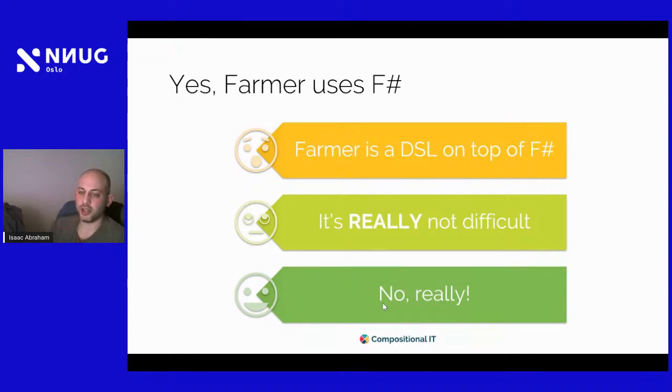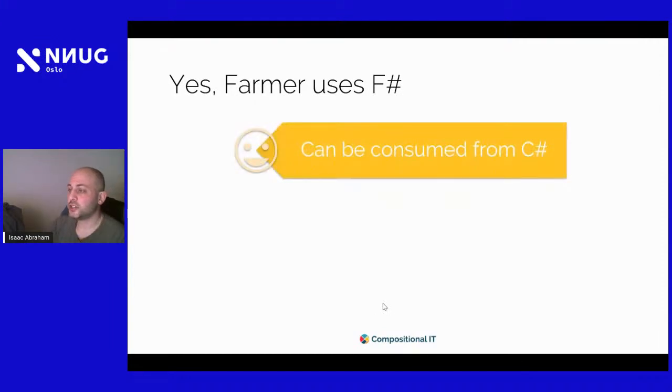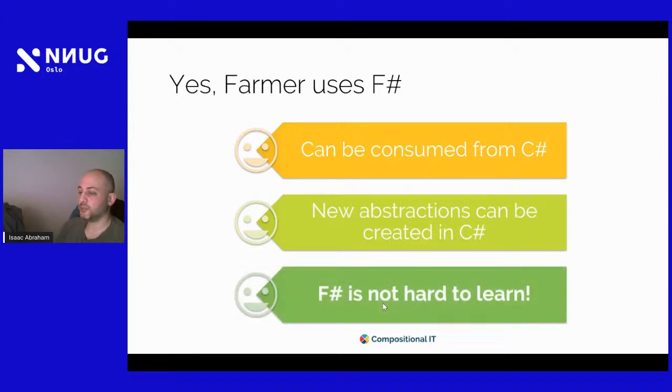Even if you use it in an isolated way as a DSL, it's still, I would maintain, much easier than JSON and ARM. As I mentioned, F# can also be consumed from C#. So you could have a C# web app, for example, or a cake script that calls to F#. It's just another assembly in .NET. You can create your new abstractions in C# because it's just an interface. And just to remind you, F# is not hard.